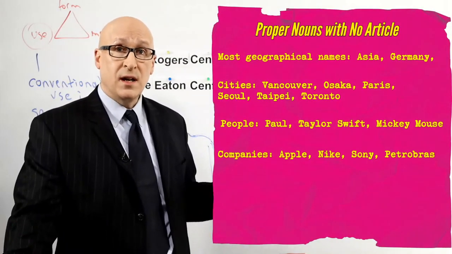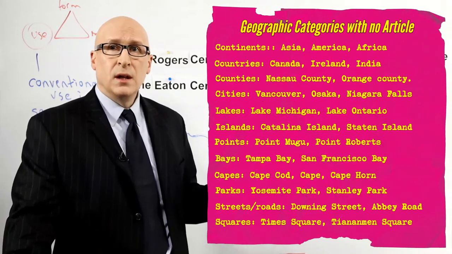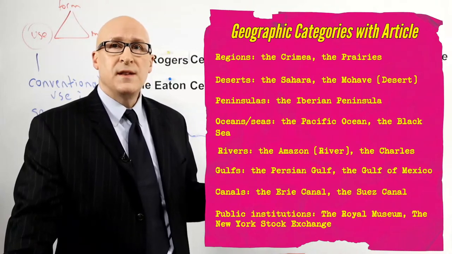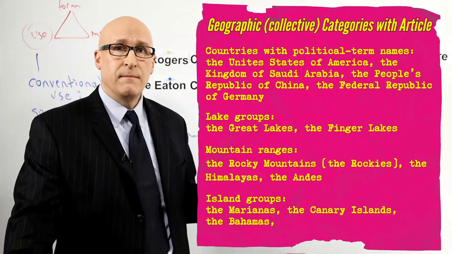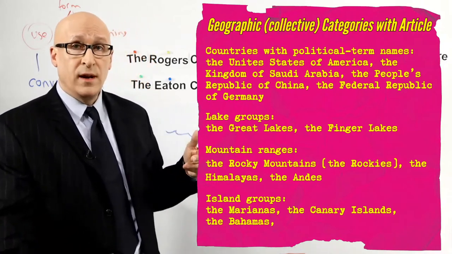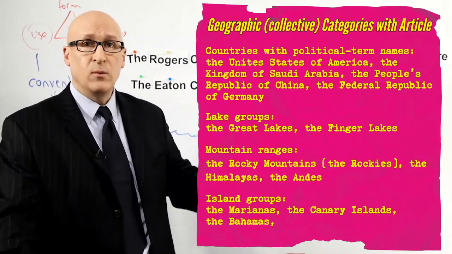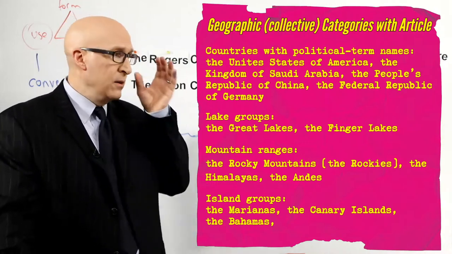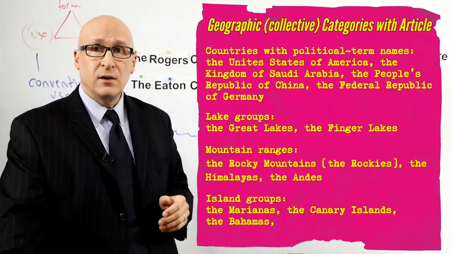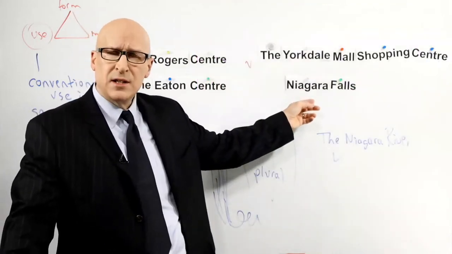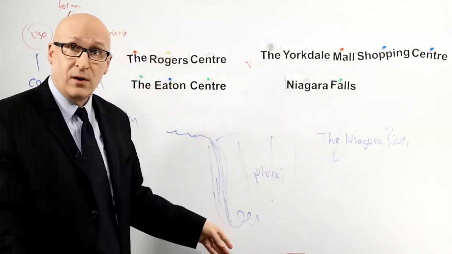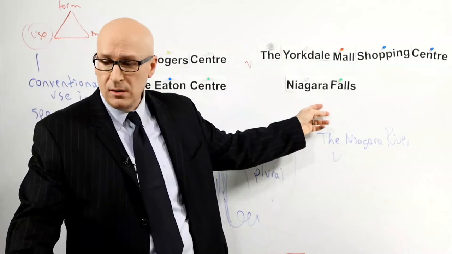Cities like Vancouver, Osaka, Paris, no article. Cities that have political names in them. Well, it says countries, but it stands for cities too. The city or the District of Columbia in Washington. I can't think of another example, but cities with a political name in it also get the article. But Niagara is actually, I believe, a native or indigenous word, and falls are these waterfalls. So that city name gets no article.